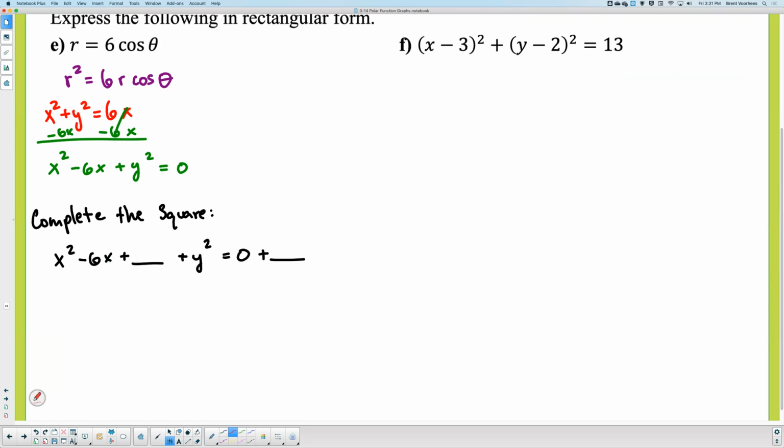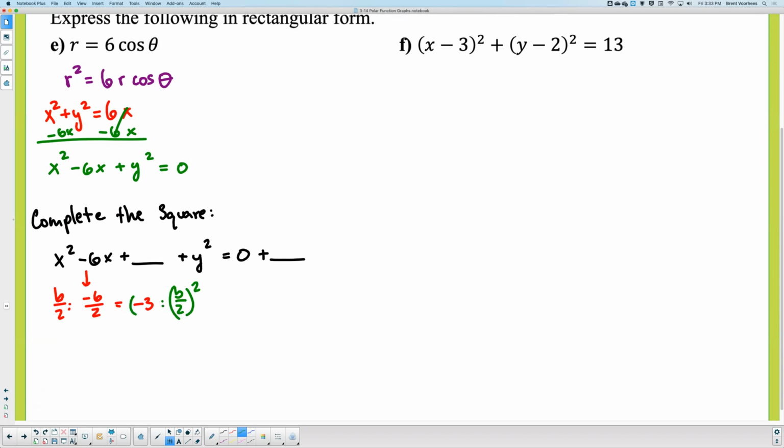What you do is you take your b and you divide it by 2. So it's b divided by 2. So we have negative 6 divided by 2, which is equal to negative 3. And then you square that value. You take whatever your b divided by 2 is. So that's what I did there. Now over here, you take your b divided by 2 and you square it.